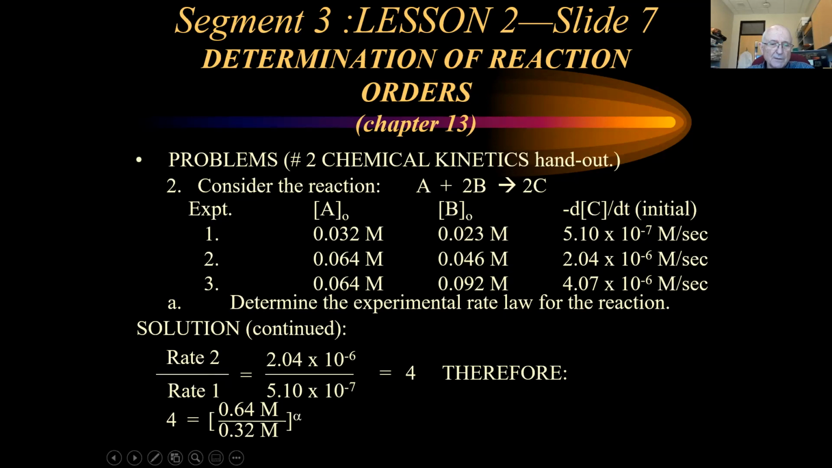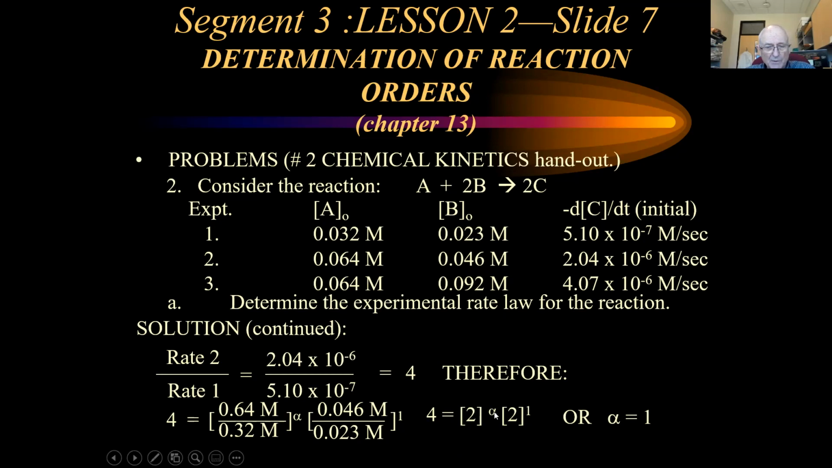And this is still raised to the alpha power. I don't know what it is yet, but I do know what B is. So I put in the concentrations of B, 0.046 in run 2, divided by 0.023 in run 1. And now that's raised to the first power. I've already determined that. So I have a relationship: 4 equals 2 to the alpha times 2 to the 1. So I can divide these out. Alpha then is going to be 1 also, because 4 is 2 squared. This is 2, so alpha needs to be a 1.